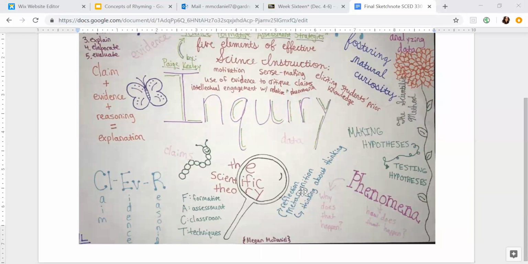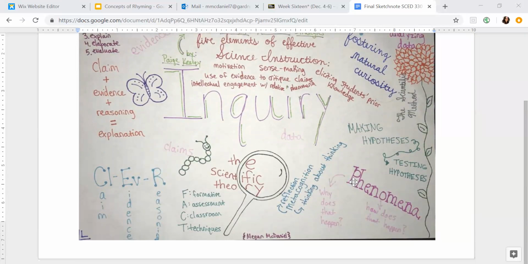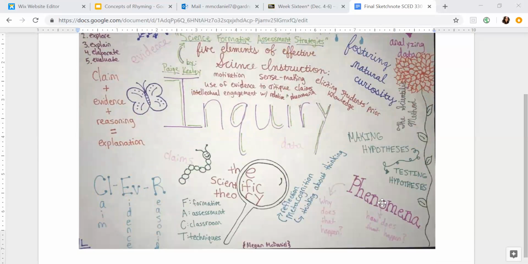I think that that's so important when it comes to generating hypotheses, reflecting on what they think about a phenomena. And we talked about a phenomena at the beginning of this semester. How do things happen in the world around us and why do they happen? I really enjoyed our lesson that we did on phenomena.